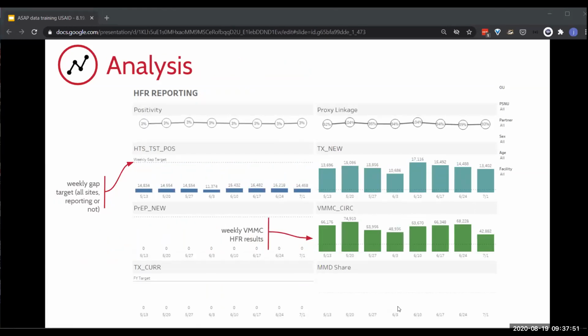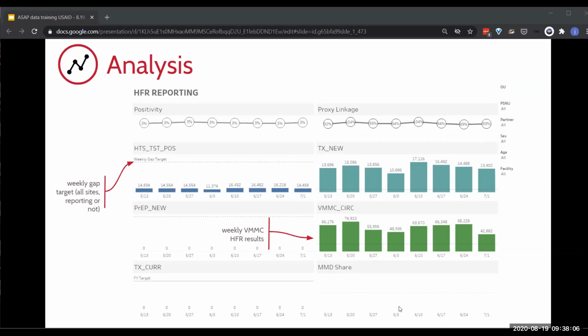We also look at something called a weekly target gap. So if you have a target of 200 and your site has a result of 100, then you still need 100 more tests, for example, to meet your target for the year. And so what we do is we take that 100 and we divide it up by the number of weeks left to let you know that week by week, this is what you should be trying to achieve.